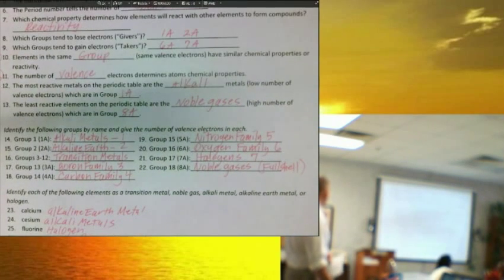Number 12, the most reactive metals on the periodic table are the alkali metals, and they're in group 1A. The least reactive elements on the periodic table are the noble gases, which are 8A. You need to know the groups by name. Group 1, alkali metals. Group 2, the alkaline earth metals. Groups 3 through 12, the transition metals.